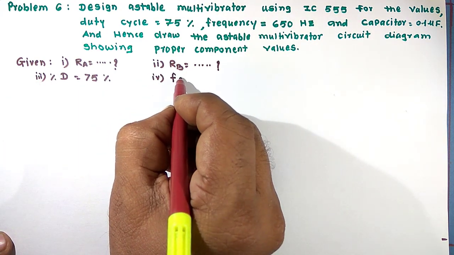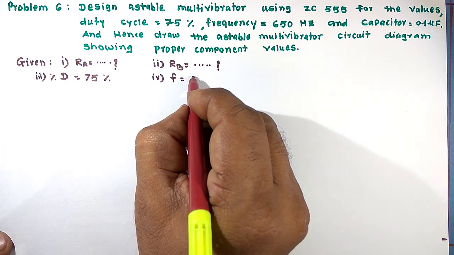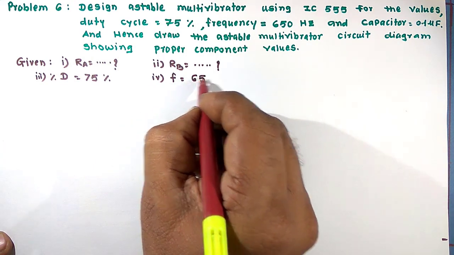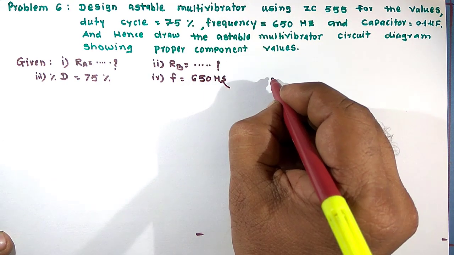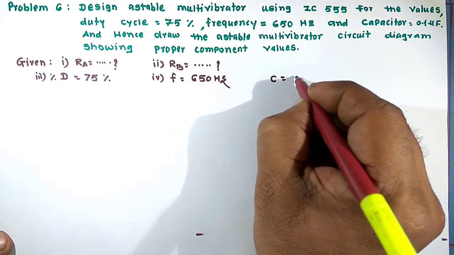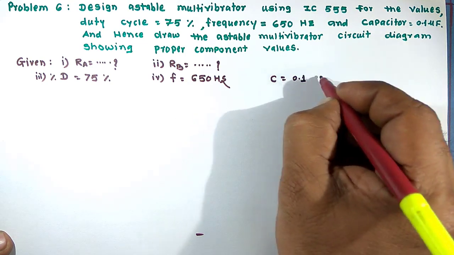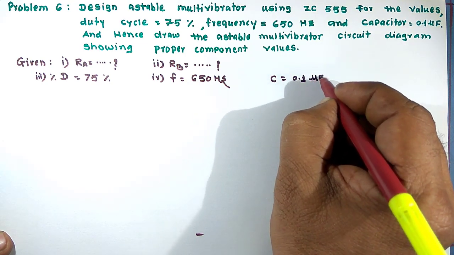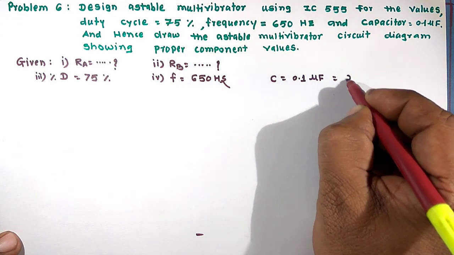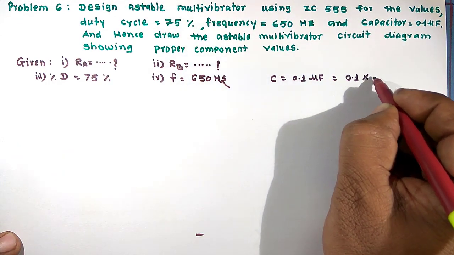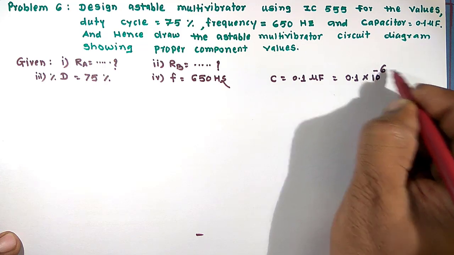and frequency of the output waveform is 650 Hz. Capacitance of capacitor is 0.1 microfarad. So this is equal to 0.1 into 10 raised to minus 6 farad.